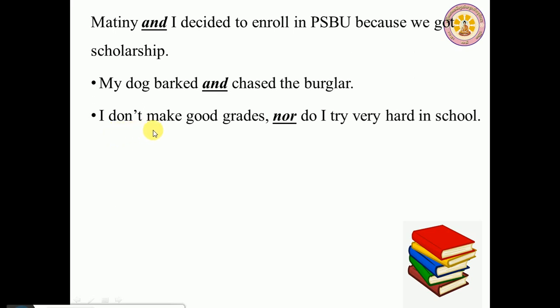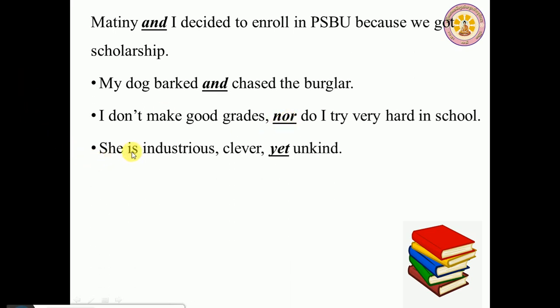For example: I don't make a good grade, nor do I try very hard in school. So the conjunction nor is used to join two clauses, two sentences: I don't make a good grade and I don't try very hard in school. These two clauses are connected or joined by the coordinating conjunction nor.